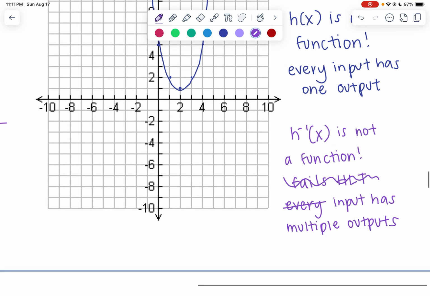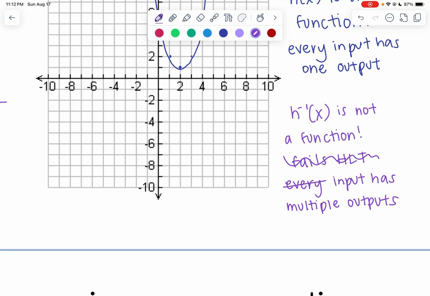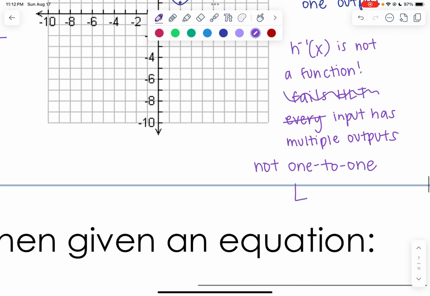Keep in mind that the horizontal line test is just your way of checking it. What that's telling you, though, is that it's not one-to-one. Therefore, the inverse of h does not exist.